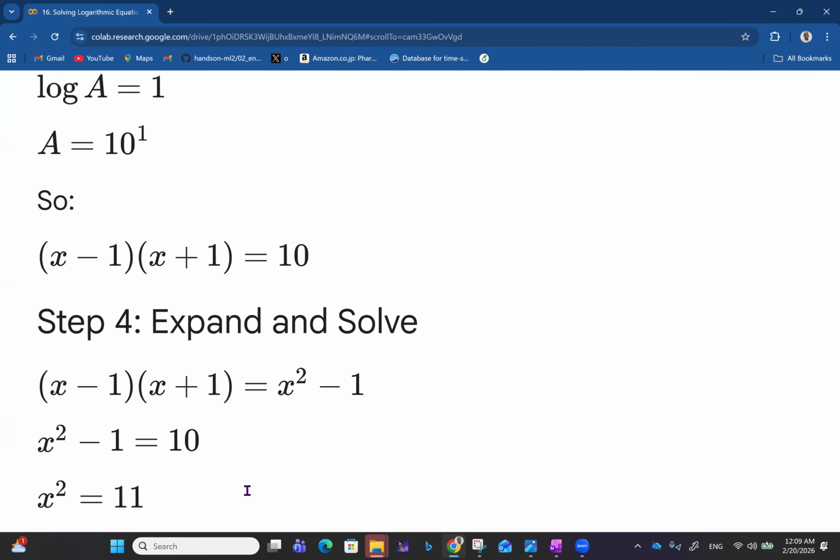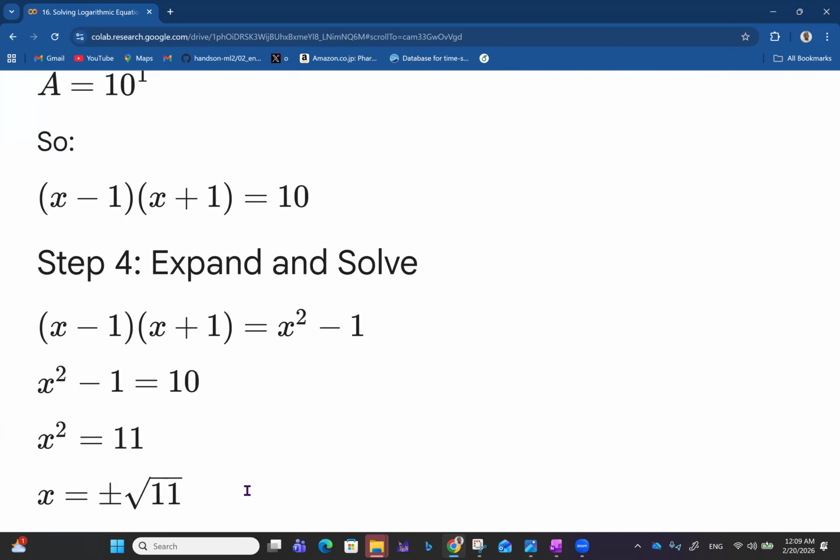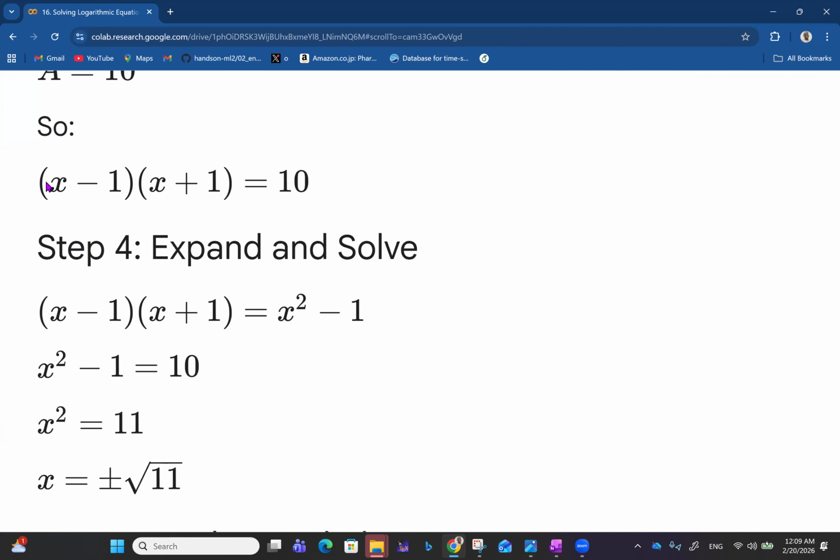So we can then take care of this. If you expand this, it is even a difference of two squares: (x − 1)(x + 1) will give you x² − 1. So you have x² − 1 = 10. That means x² = 10 + 1, which is x² = 11. And that means x is equal to plus or minus square root of 11.